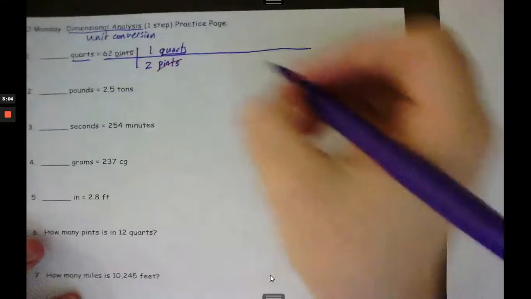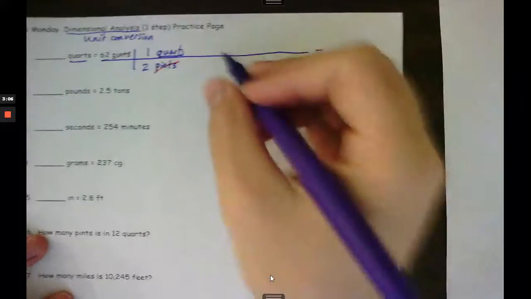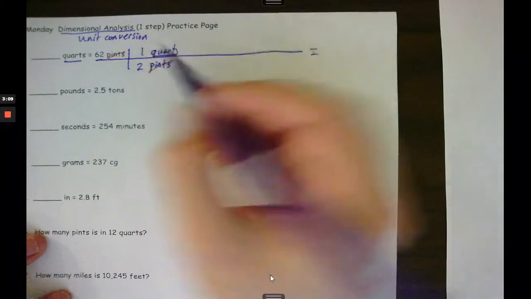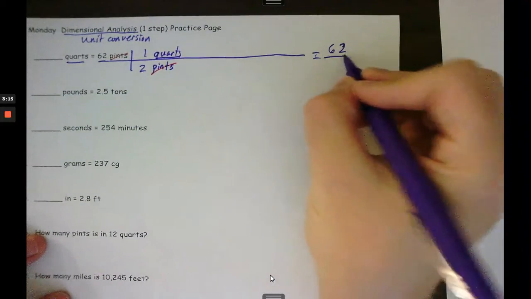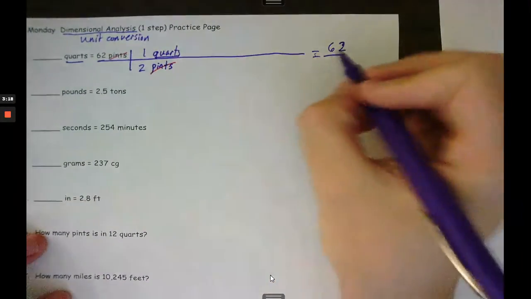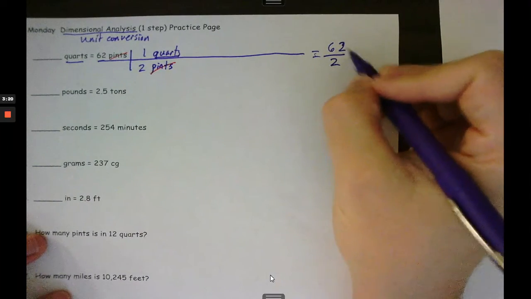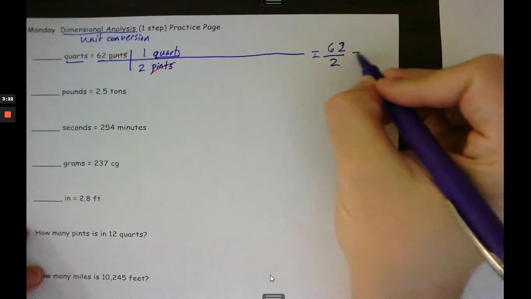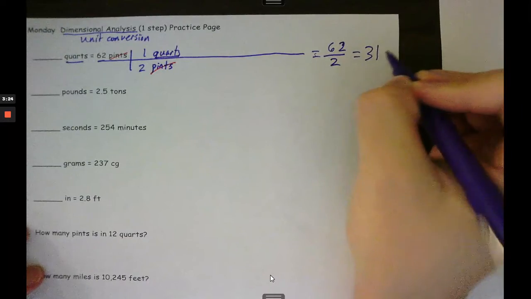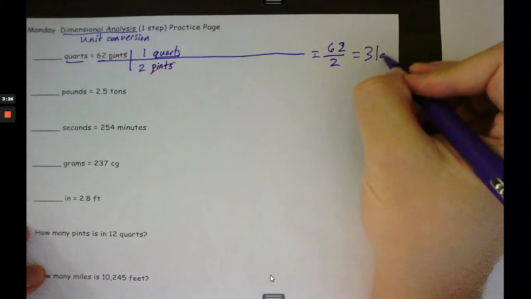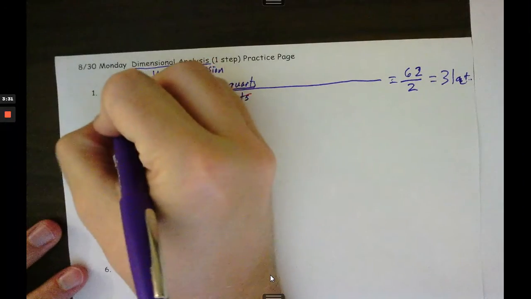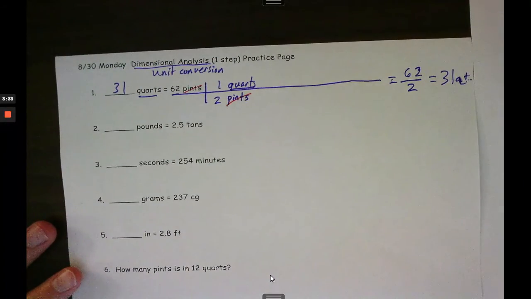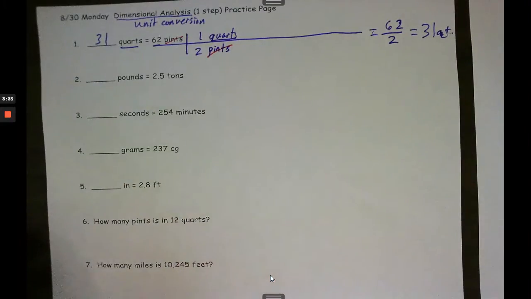And all I have to do is multiply across the top. So 62 times 1. And if there were more numbers on the top, you would multiply all the numbers on top together. And you multiply any numbers on the bottom. Well, there's only one number, and it's 2. So I really need to do 62 divided by 2. If you do that in your calculator, you get 31 quarts, which is QT. Okay? So 31 quarts is number 1. Alright? Moving on to the next one.